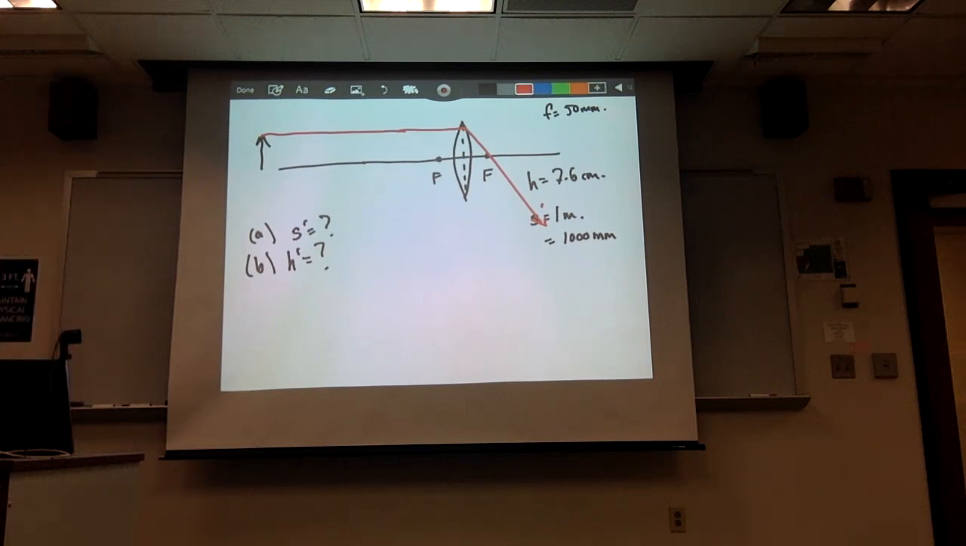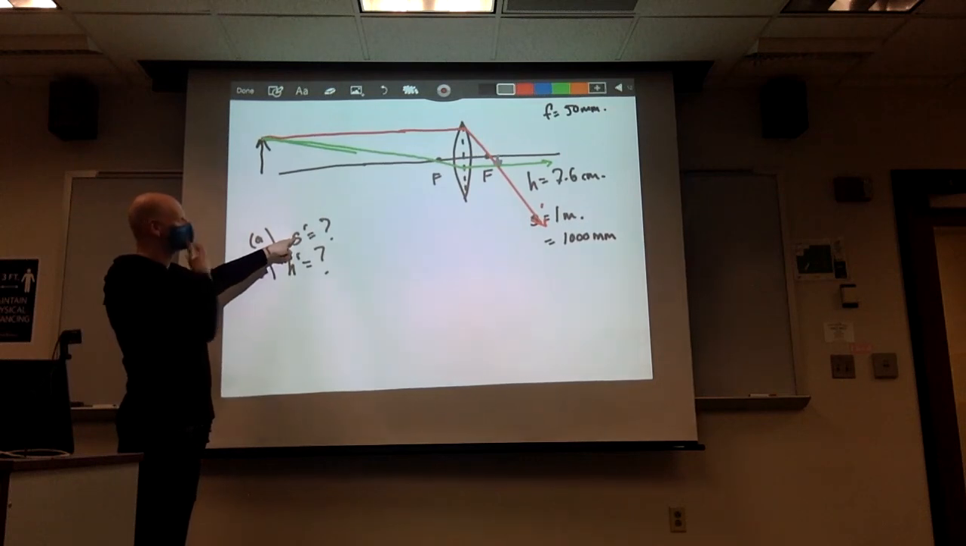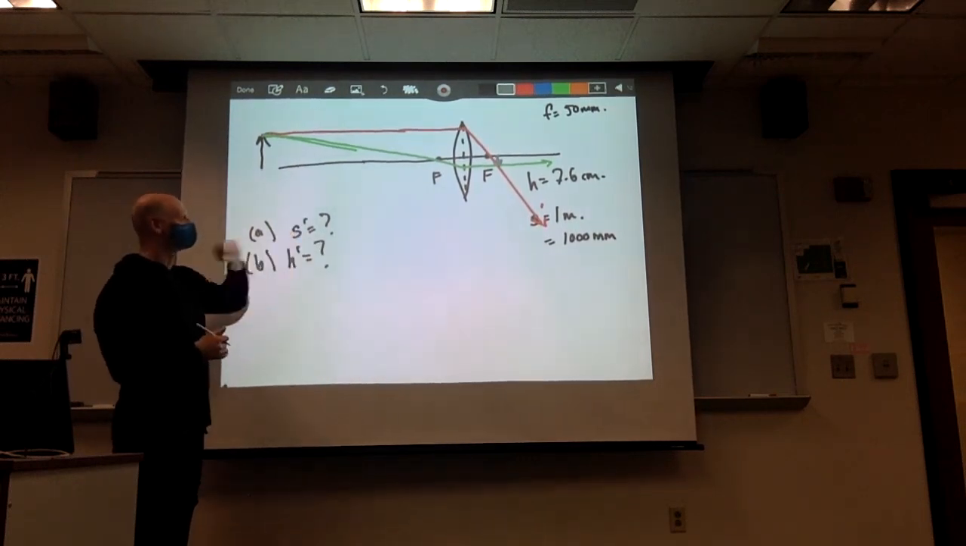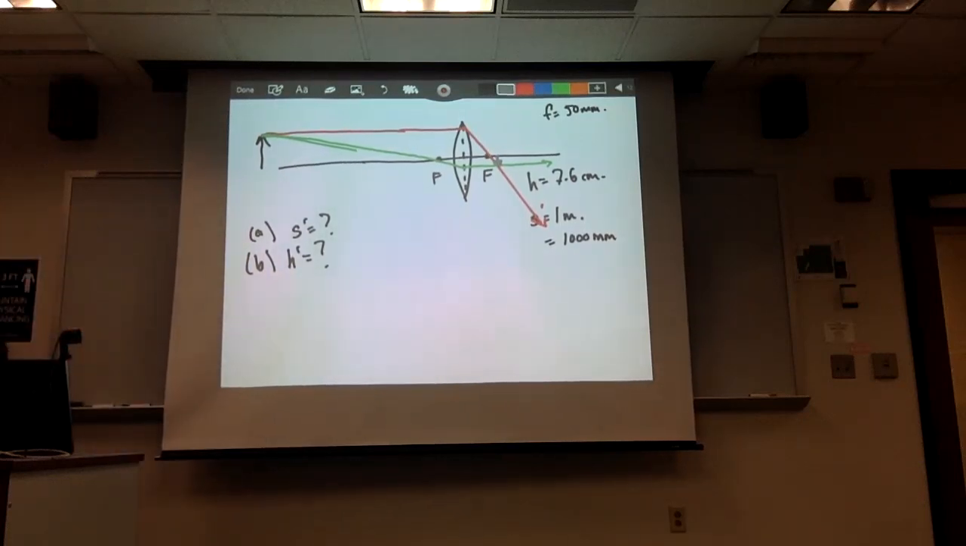Ray number 2 is the one that goes through the focal point on this side, hits the center of the lens, and then gets refracted parallel to the principal axis, like that. And then this is going to be my image. So from this, what you can see is that S prime should be positive, so it should be a real image. It should be a little bit bigger than the focal length, so outside the focal length, not inside. And then H prime here should be negative because it's inverted.